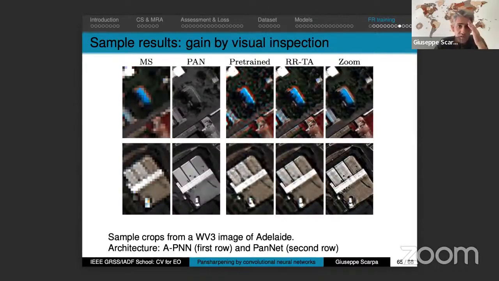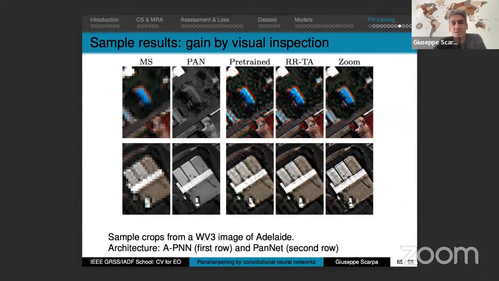Yeah, for a more comprehensive evaluation, it helps to have a look at some sample results. Here we show the results obtained on a sample WorldView-3 image. We have extracted some small meaningful crops to simplify the visual inspection. The results of the first row were obtained using APNN as a basic model. In the second row, we use PANNet as a basic architecture.